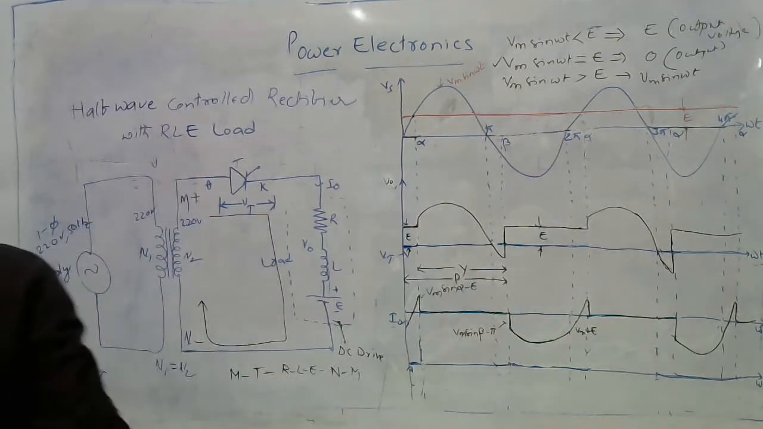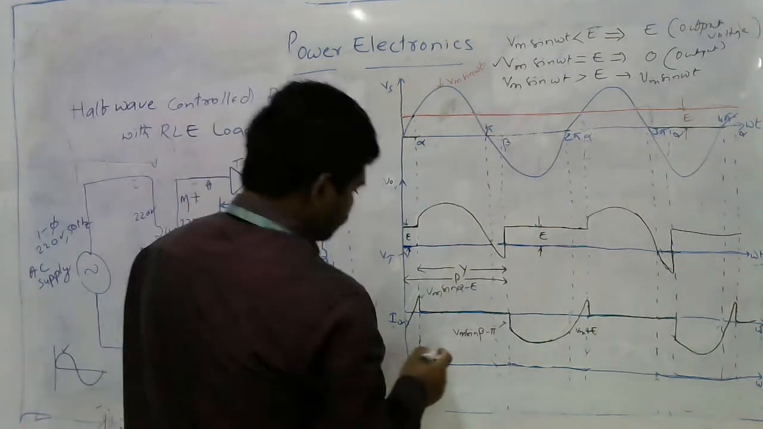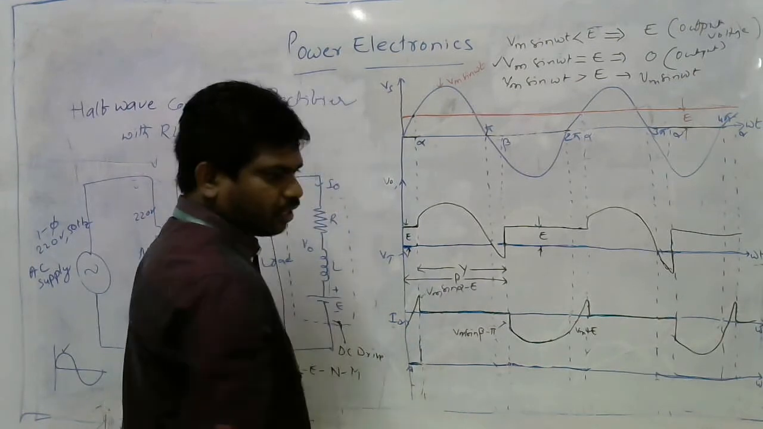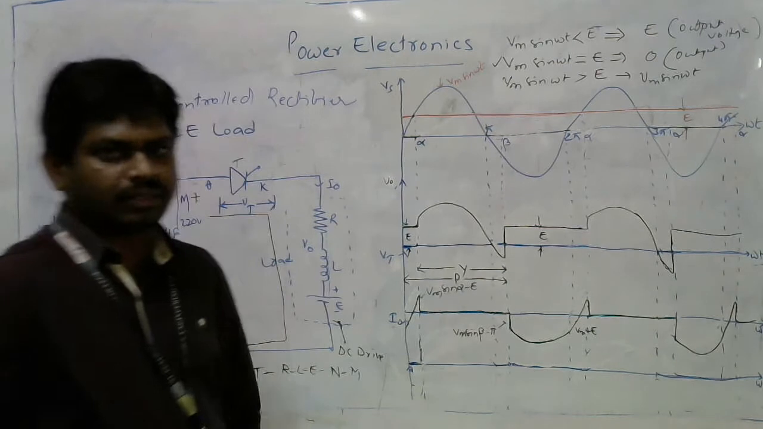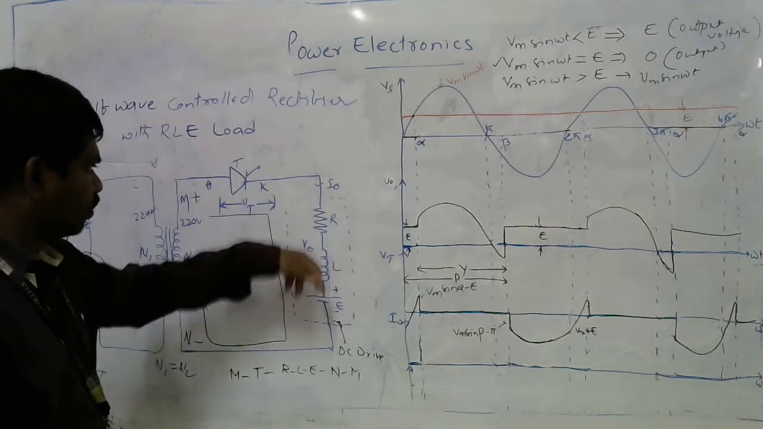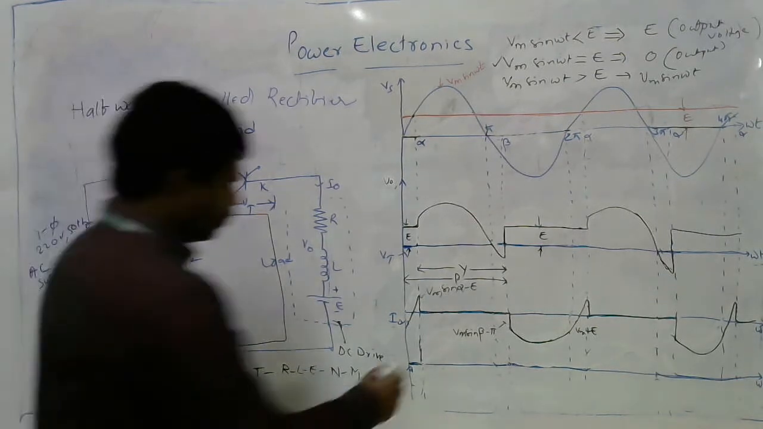Then we will see the current values. Okay? Look at the current. Before alpha, what happened? Before alpha, there is no current flowing through the load. There is no current flowing through the load, only back EMF is there, but current is 0.